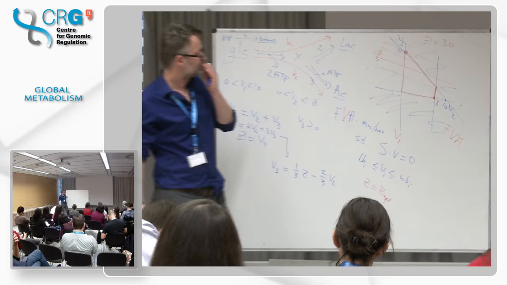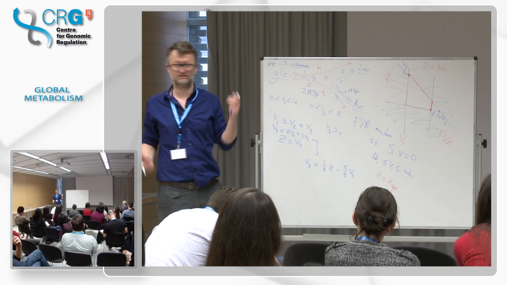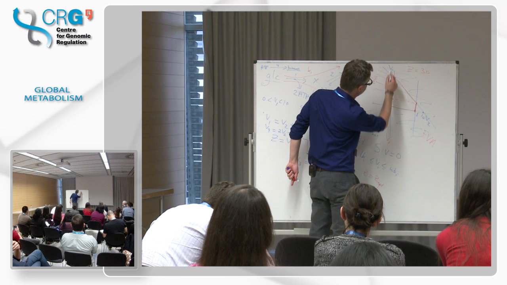And now what's the minimum and maximum rate that all of these reactions in the network can take? And then you will find, for instance, for V3, you will find it's between 0 and 2 in this case.